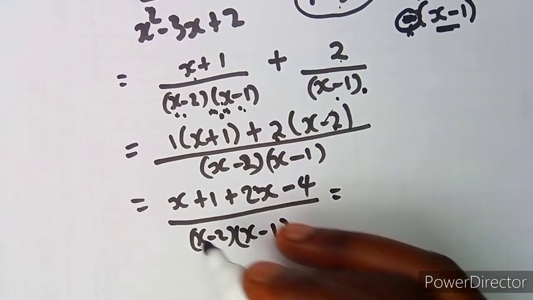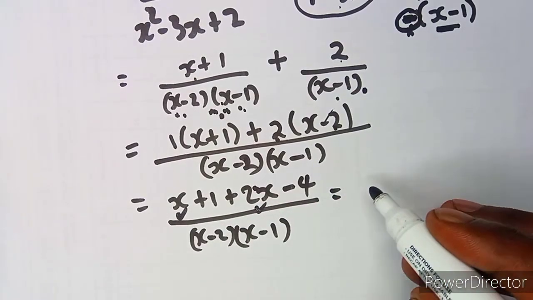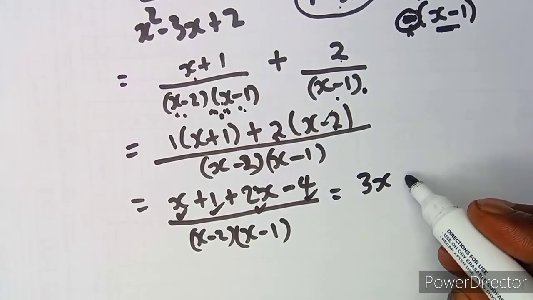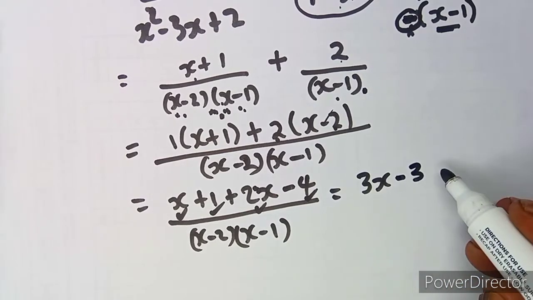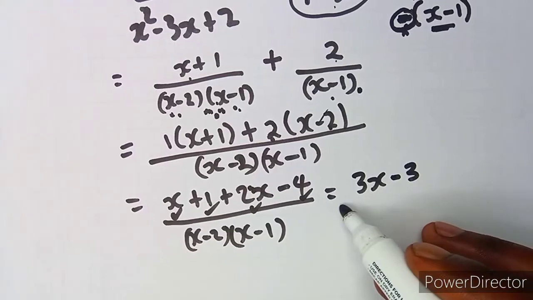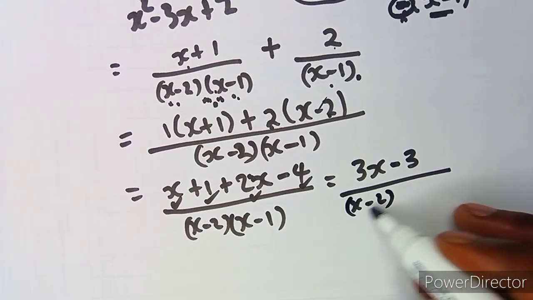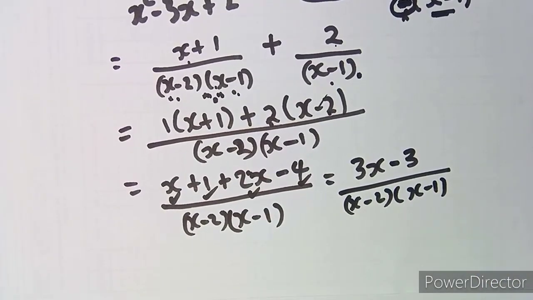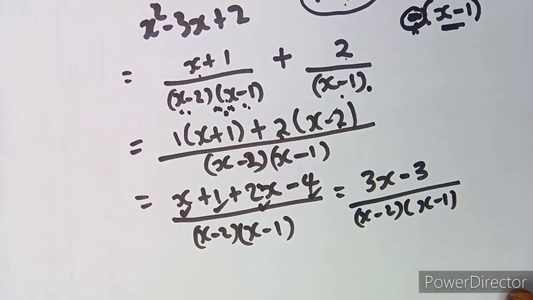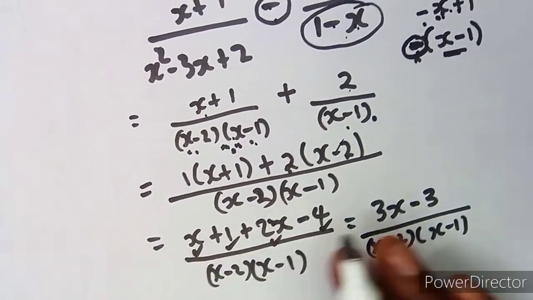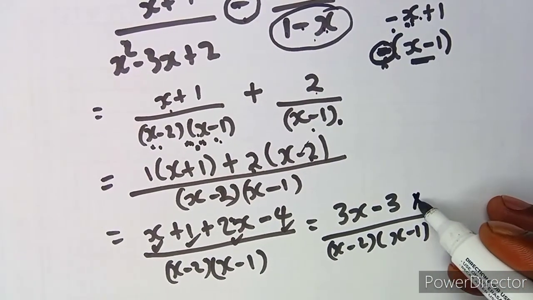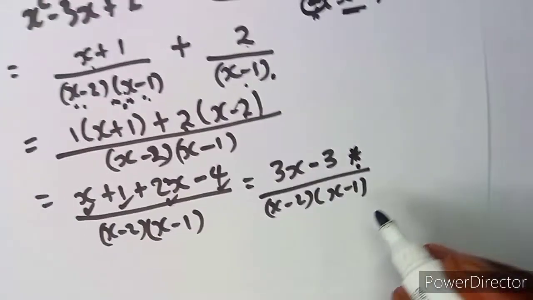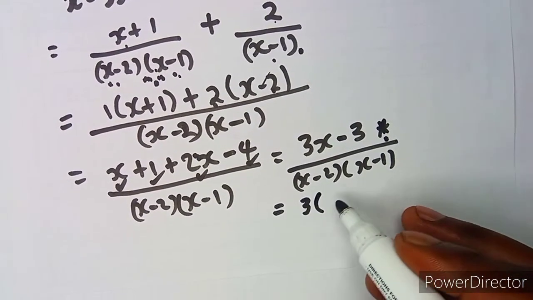Okay, now let's collect like terms. We have x and 2x, which is 1x plus 2x, that's 3x. 1 minus 4, from our calculator, we obtain minus 3, everything over x minus 2, x minus 1. At this stage, we have to cross-check if there is a part that we can actually factorize. In the numerator, 3 is common, so we can factor out 3.